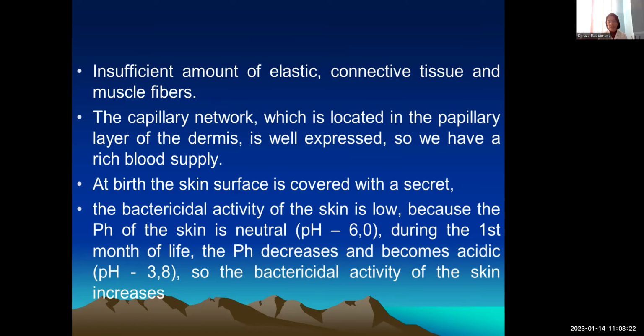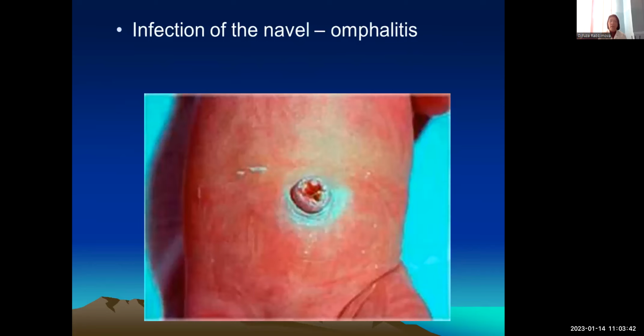Bactericidal activity of the skin is low because the pH of the skin is neutral, pH 6. During the first months of life, the pH decreases and becomes acidic, so the bactericidal activity of the skin increases. Due to low bactericidal activity of the skin, we have many infectious processes of the skin in newborns, for example, omphalitis.